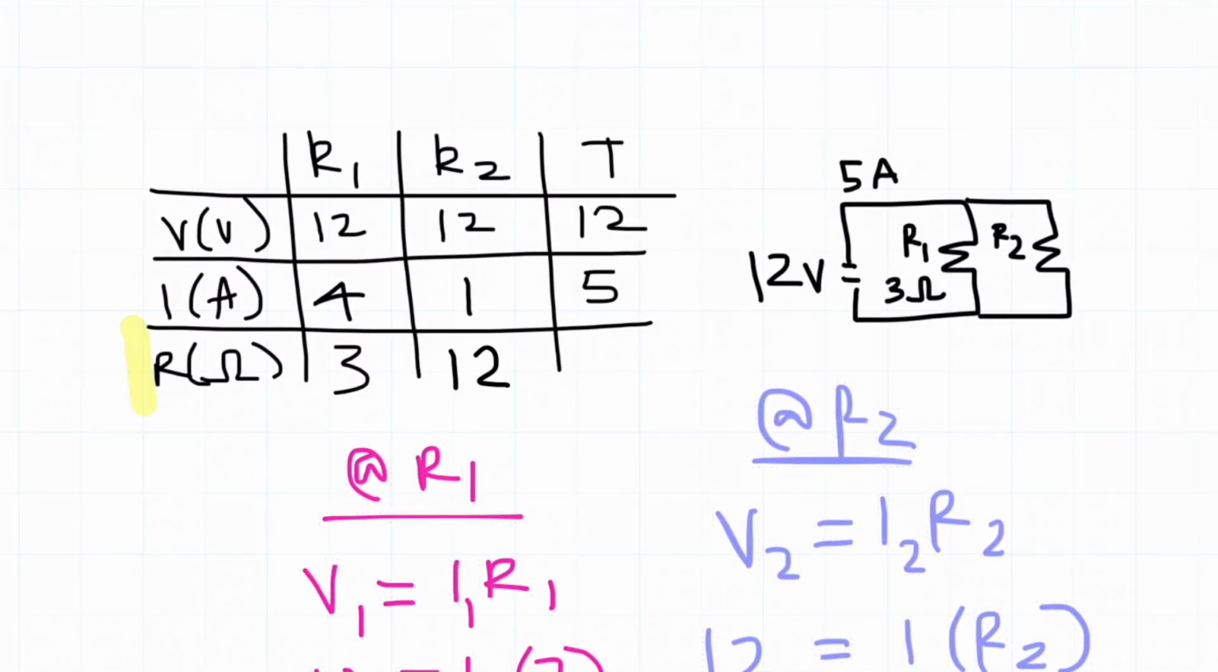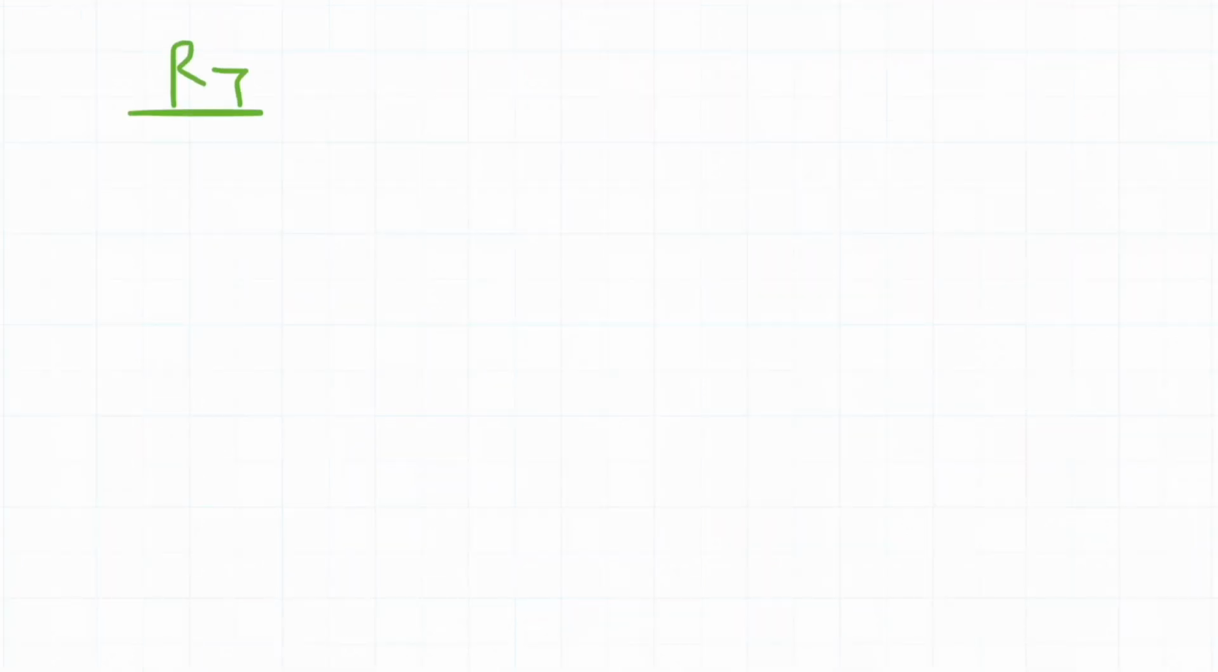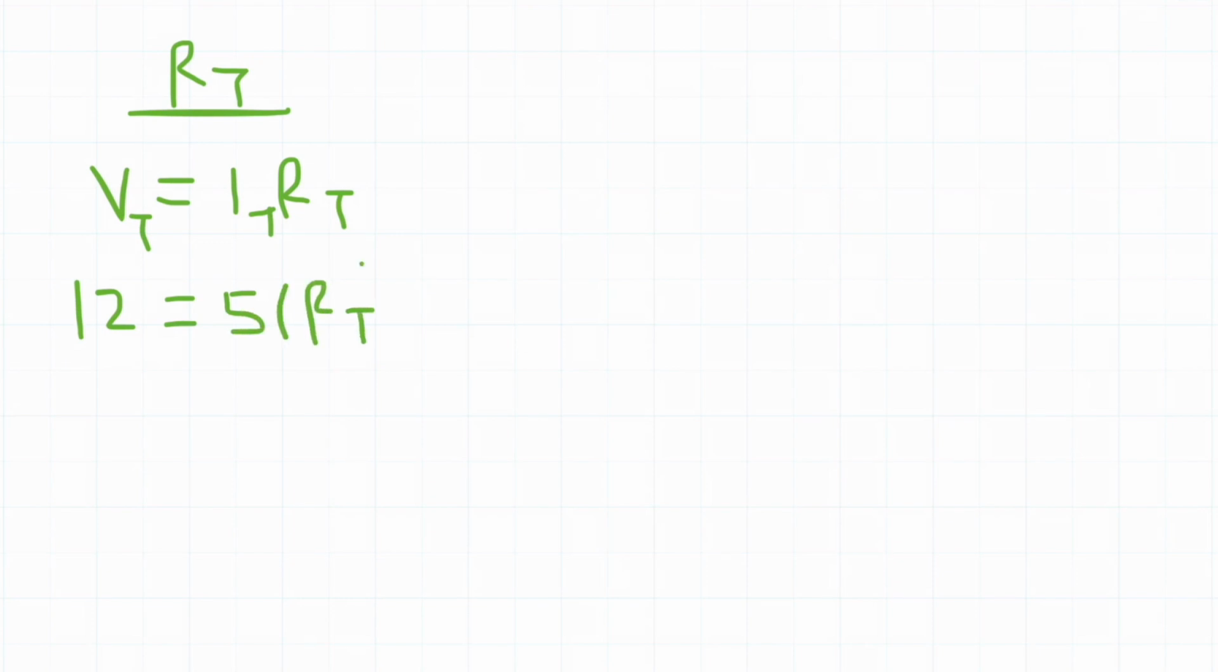You technically can use the parallel resistor equation to calculate the total resistance, but if you hate fractions like I do, you can also just use Ohm's law again to calculate the total resistance. So for our total, V equals IR for the whole circuit, 12 volts is equal to 5 amps times R total. Divide each side by 5. 2.4 is equal to the total resistance.